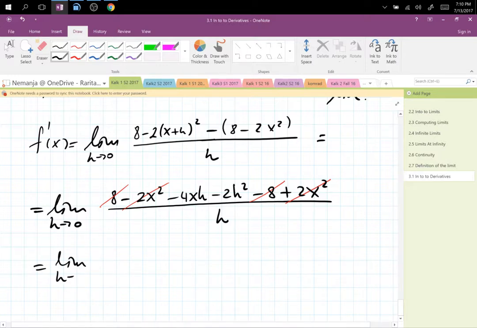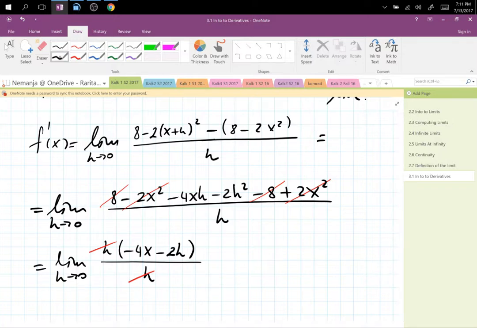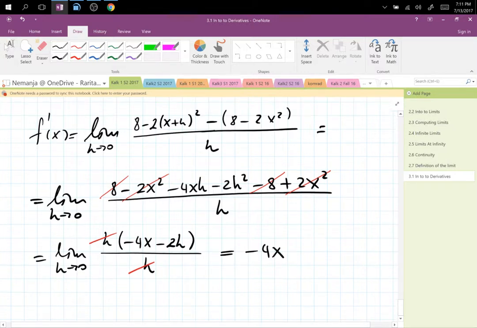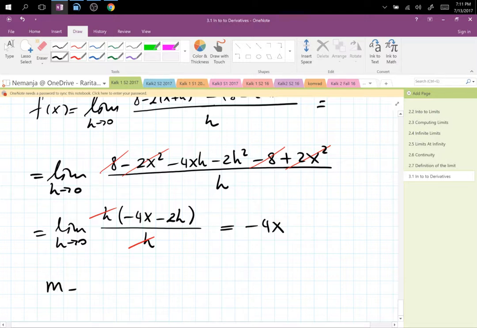So we have the limit as h goes to 0. We factor out h. We don't care about anything else. So negative 4x minus 2h stays, and this is where the h dies. We only have to cancel one h. Now when h is equal to 0, the whole thing is negative 4x. Now we have to find the slope. The slope is negative 4 times x, where x is 0, so the slope is 0.